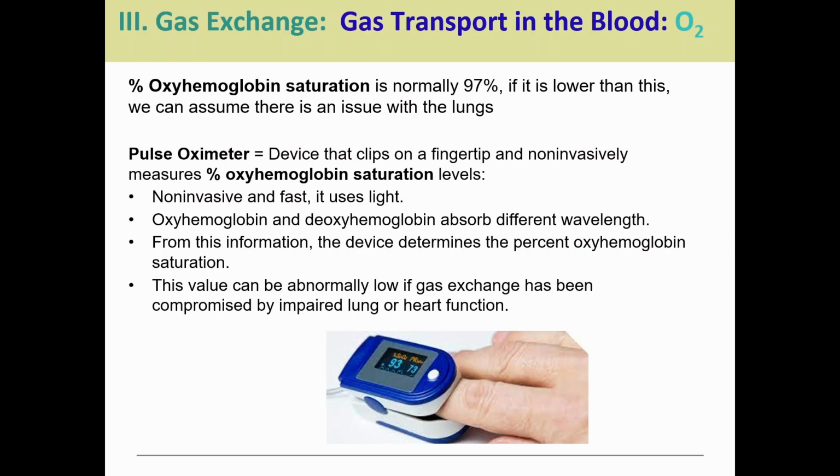Now, normally we have a pretty high oxyhemoglobin saturation percentage, right? We're usually at about 97%. If it's lower than this, we start thinking there's issues with the lungs. You may have heard, especially with COVID, about people using what's called a pulse oximeter, the little finger clip thing that can tell you the oxyhemoglobin percentage saturation level.